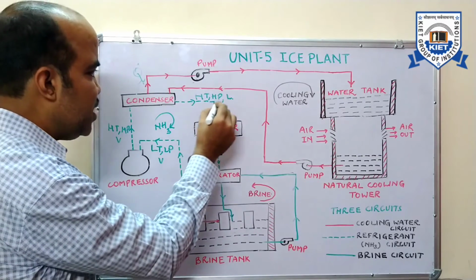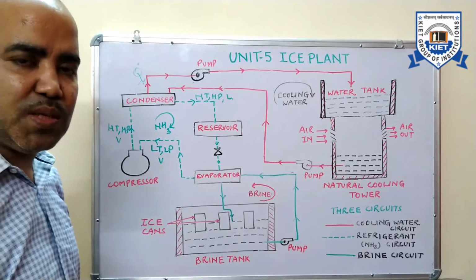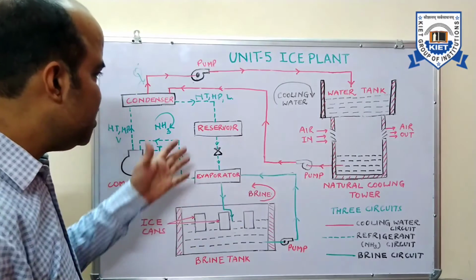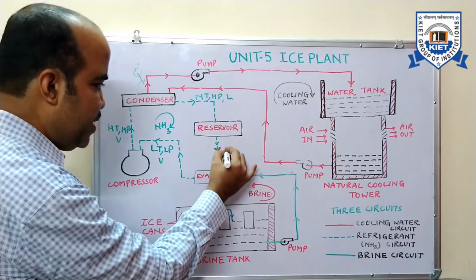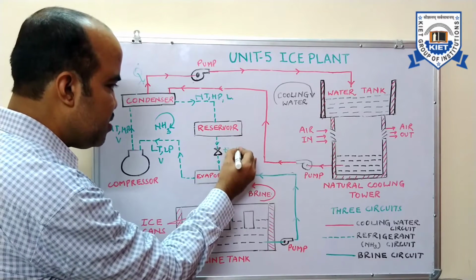Now this high temperature, high pressure liquid ammonia enters into the reservoir where the level of the refrigerant is maintained. And then it is subjected to expansion in the expansion device. This is the expansion device.